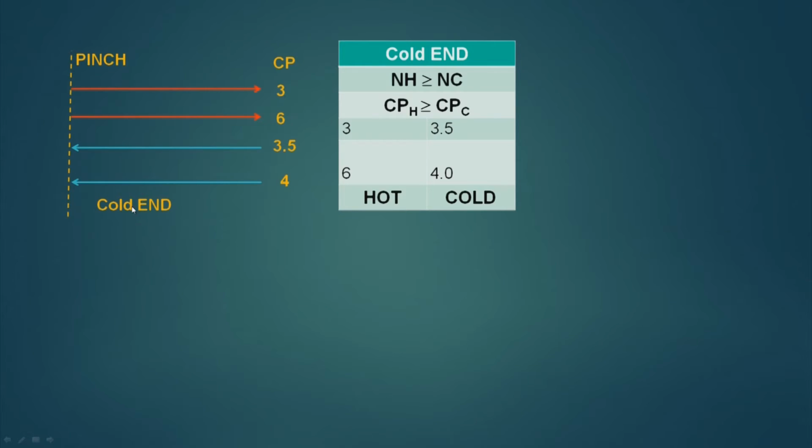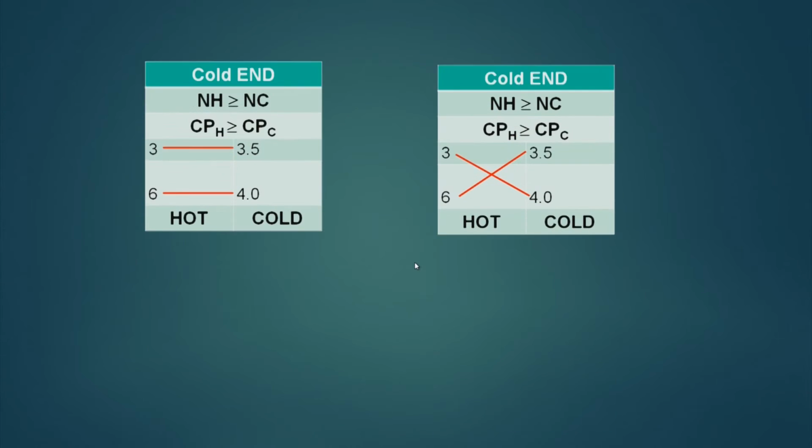Here we see a problem where there are 2 hot streams and 2 cold streams. These are the Cp values, and this is the Cp table. Now, if I try to connect 3 with 3.5 and 6 with 4, then I am making a violation, because in this case Cph is not greater than Cpc. So, this is the violation.